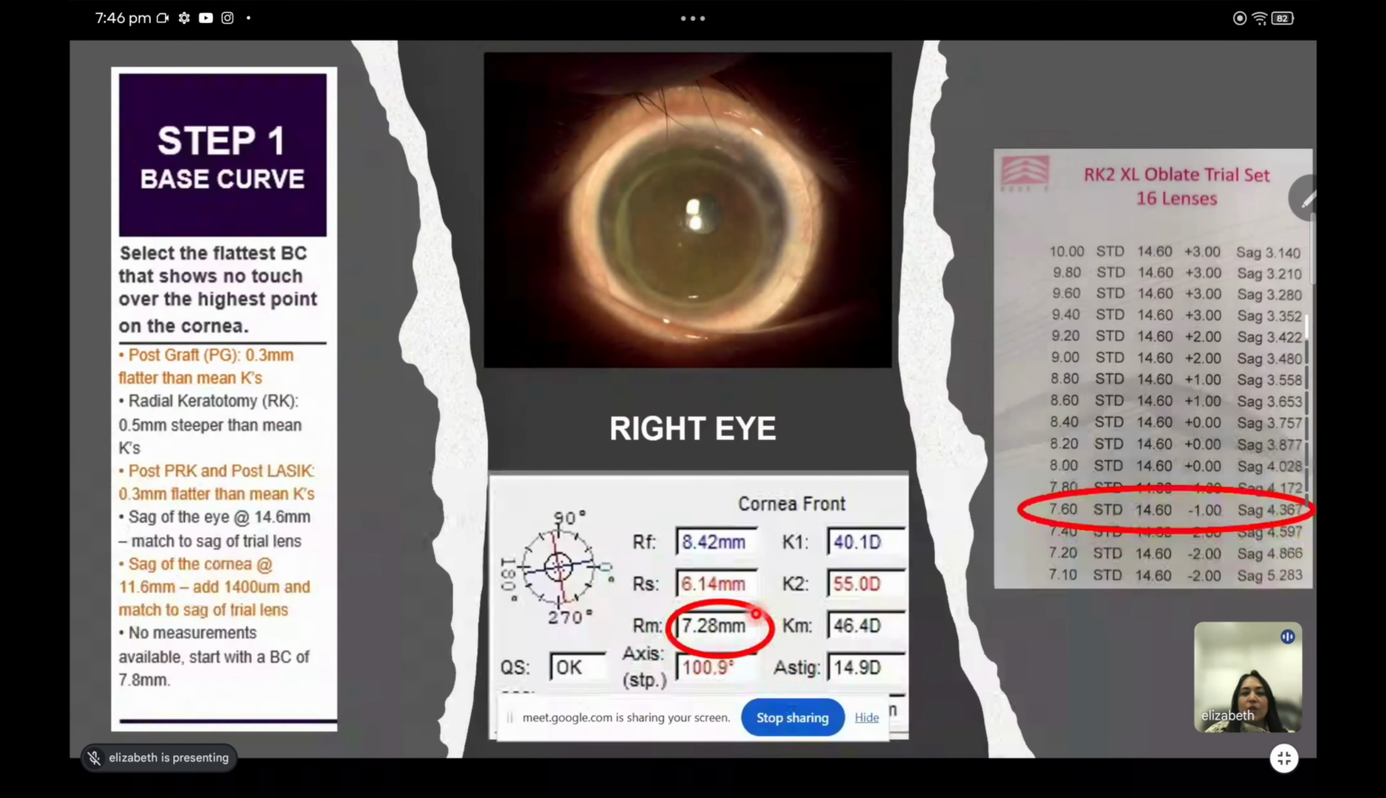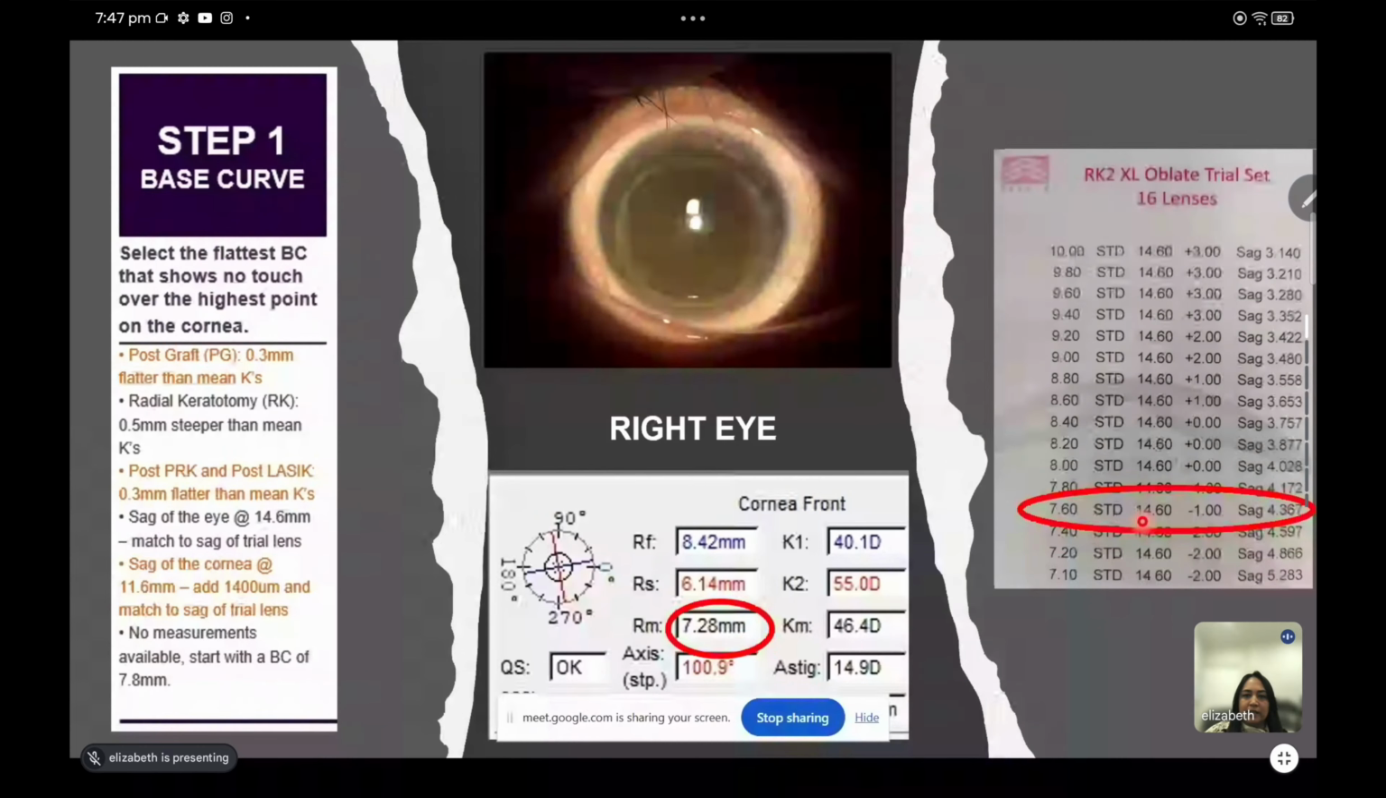All right. So with the Pentacam, the mean K is calculated for us, and according to this measurement, it is 7.28, which is basically 7.3. And according to the rule, we would fit 0.3 millimeters flatter than the mean K. So our first lens of choice here is going to be a 7.6. So this is all the lenses that come in the oblate fitting set. If I go down to a 7.6 base curve, the sag is 4,367 microns.